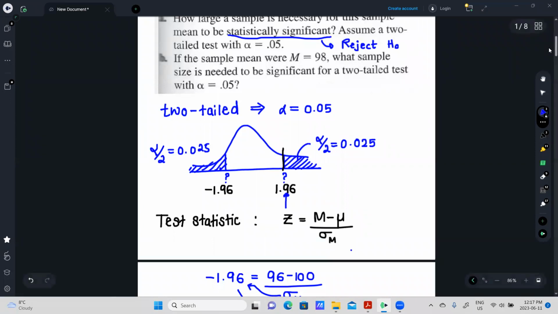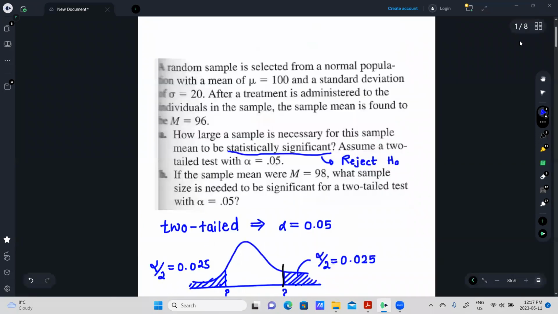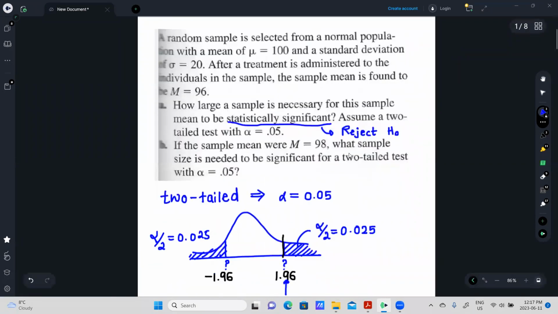Let's go to the second part of the question. So it's the same thing we have done before. They have changed the sample mean this time. Question B says, if the sample mean were 98, what sample size is needed to be significant for a two-tail test with alpha equal to 0.05?